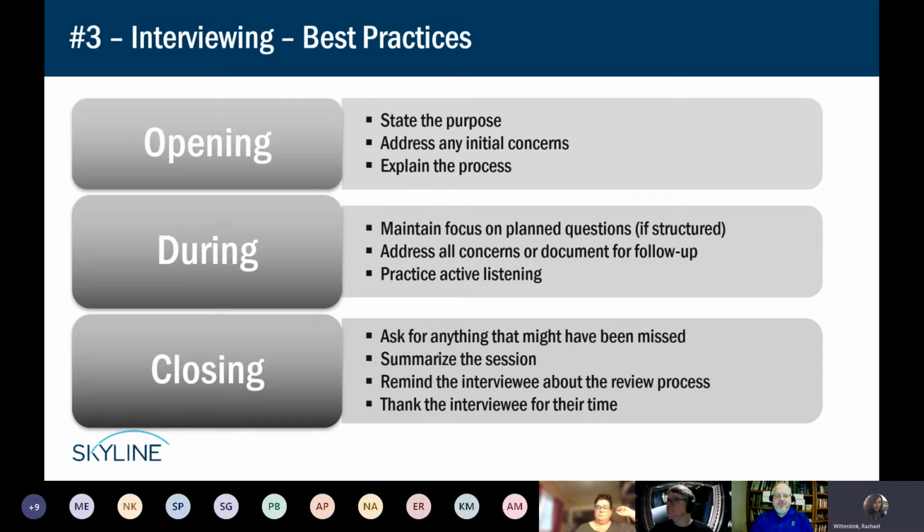Anyway, moving back to the last step here. So summarizing what you heard, reminding them about any next steps, and of course, always, always, always thank the person for their time. People's time is precious. Time is the one thing we can never get back once we've spent it.